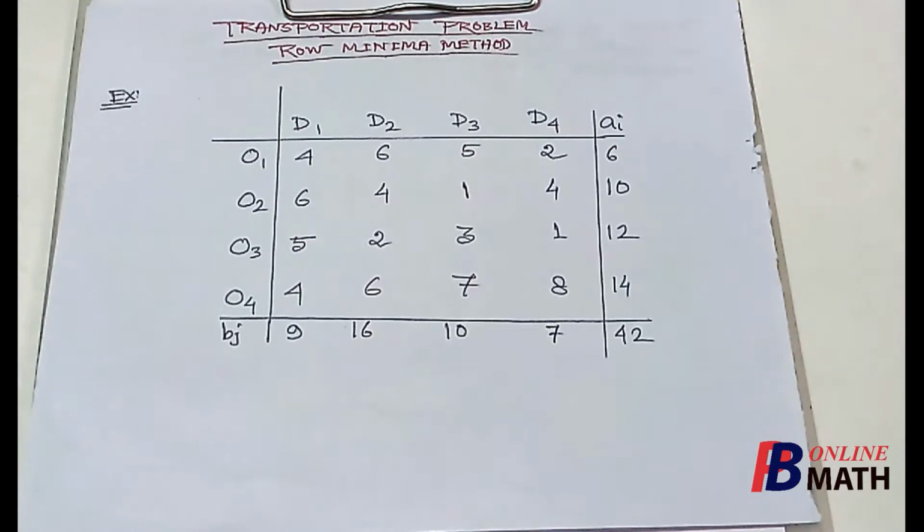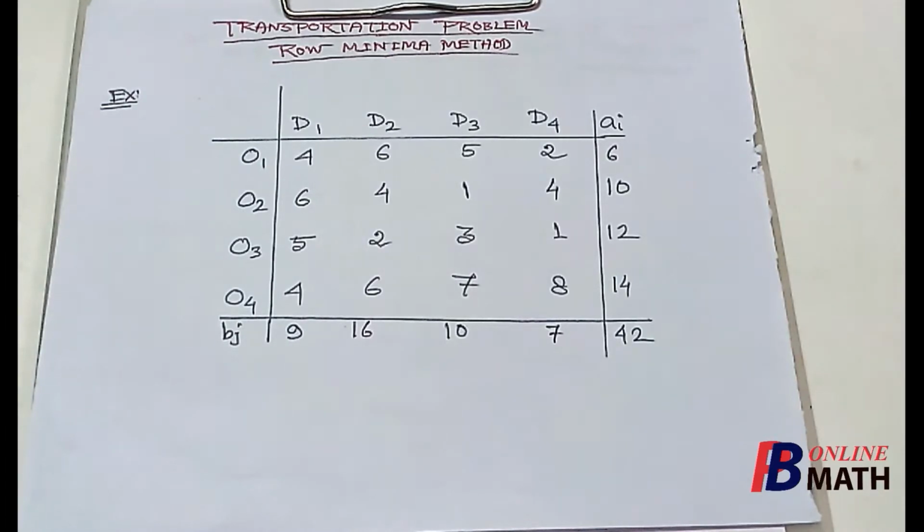In the previous part we have discussed the introduction of the transportation problem, and we have learned how to find the initial basic feasible solution by using the northwest corner rule. Now, actually there are four methods to find the initial basic feasible solution of a balanced transportation problem. In the previous part we discussed the northwest corner rule.